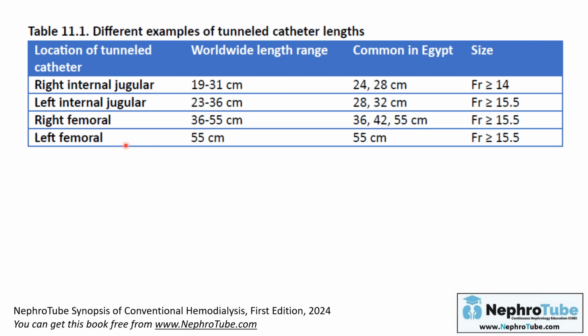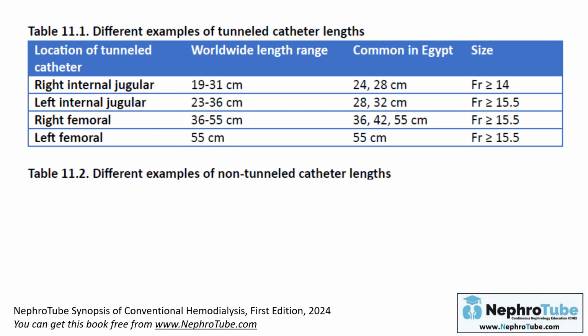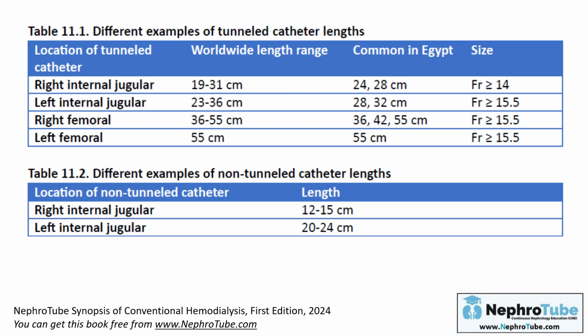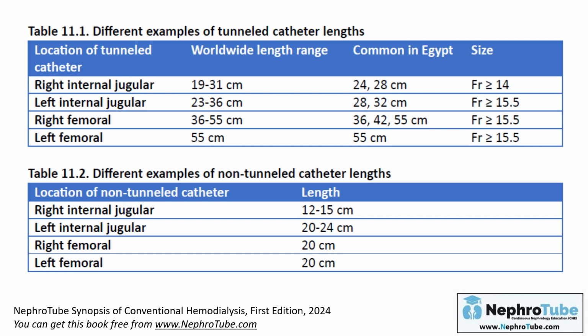Left femoral 55. For sure, the femoral length is longer than the jugular length because in the femoral, as we will mention later, we need the catheter to reach the vena cava, so it has a longer length. Regarding the non-tunneled catheters, right internal jugular length is between 15 and 20 cm. Left internal jugular between 20 and 24, right femoral 20 cm, and left femoral 20 cm.